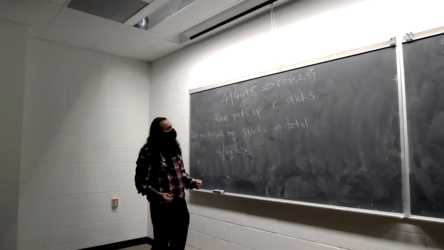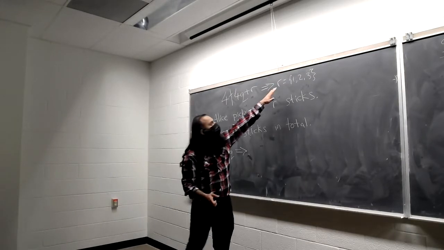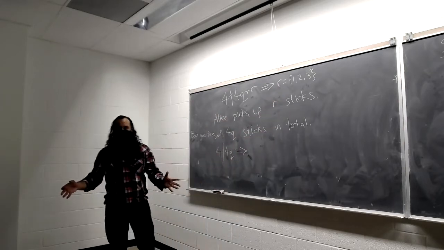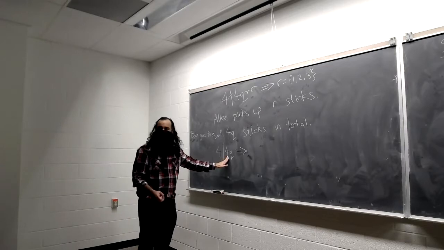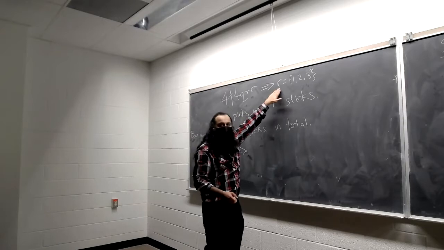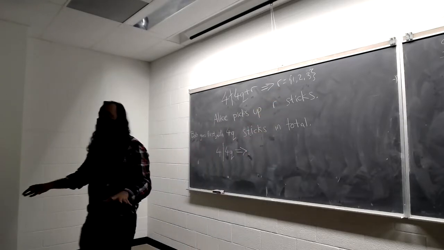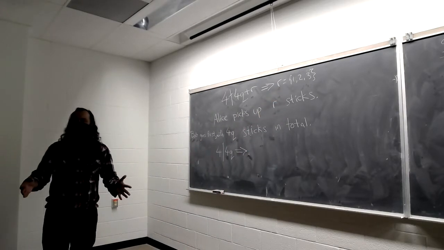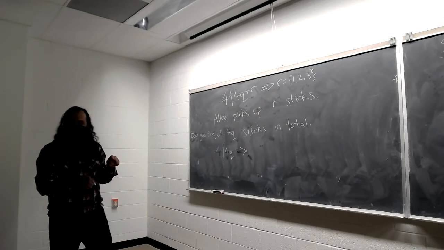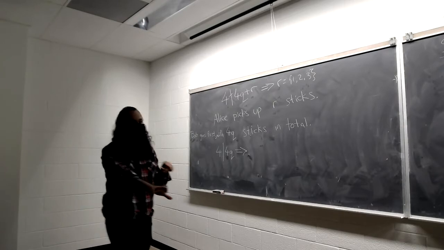Alice's strategy is to change the game state by taking R sticks and making the leftover number of sticks a multiple of 4. If Alice takes R sticks, the number of sticks remaining is a multiple of 4. So Alice is smart.